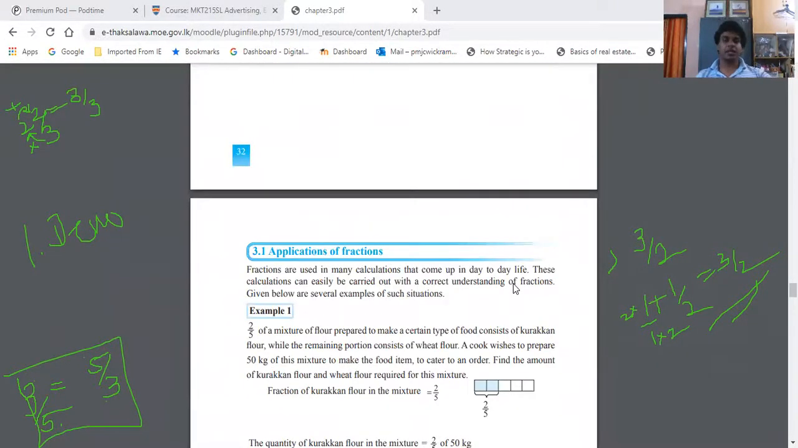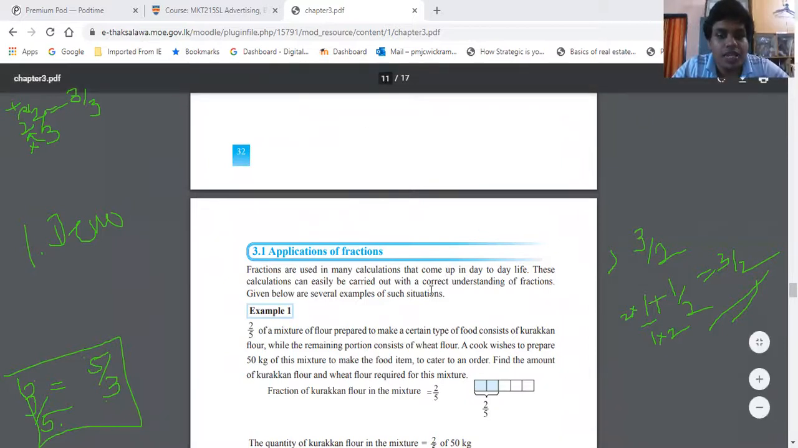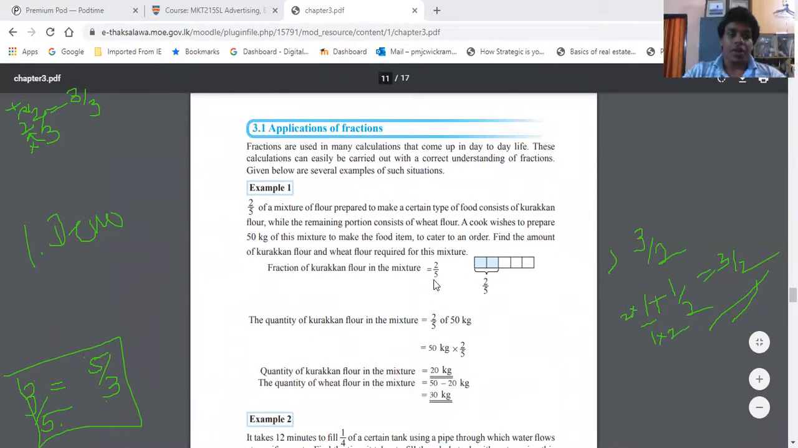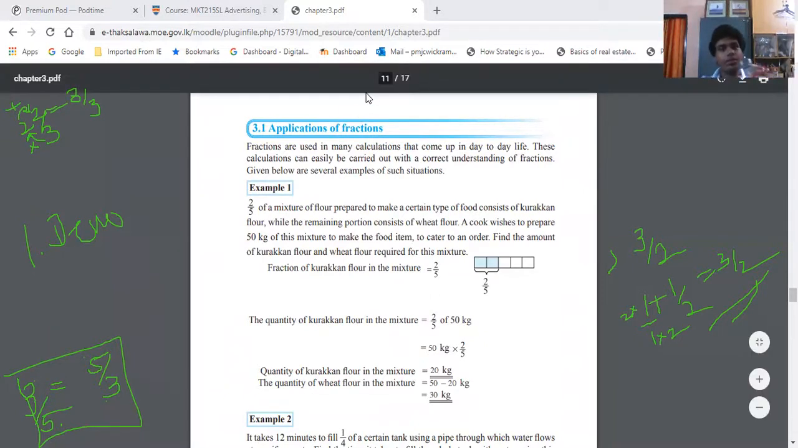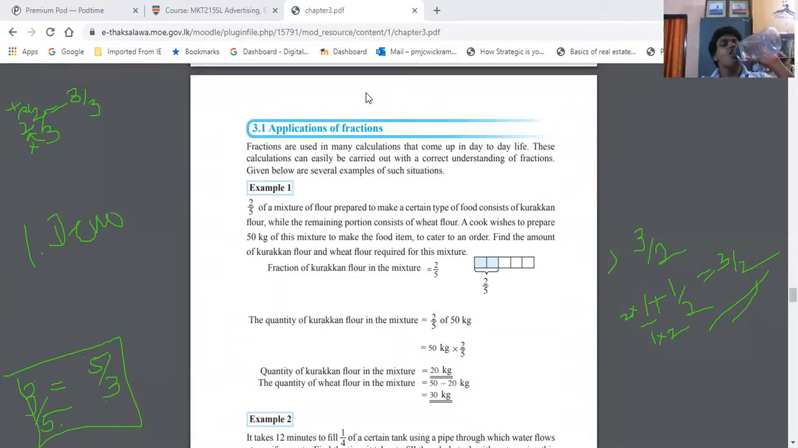So there are 3 parts in this whole thing, where you are teaching about fractions with BODMAS and all the small ones, and then applications of fractions. Application of fractions, we actually did now. Applications of fractions: fractions are used in many calculations that come up in day-to-day life. These calculations can easily be carried out with a correct understanding of fractions. Given below are several examples of such situations.